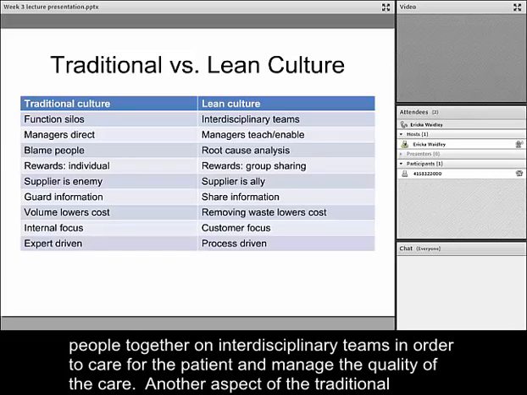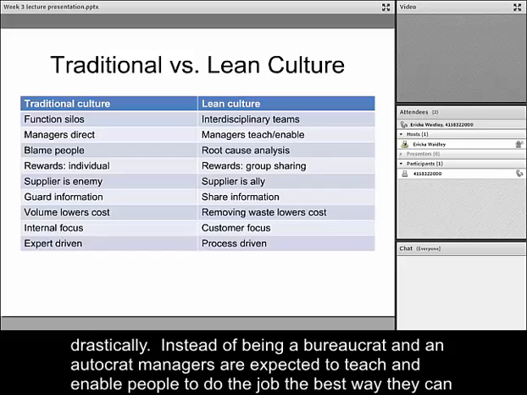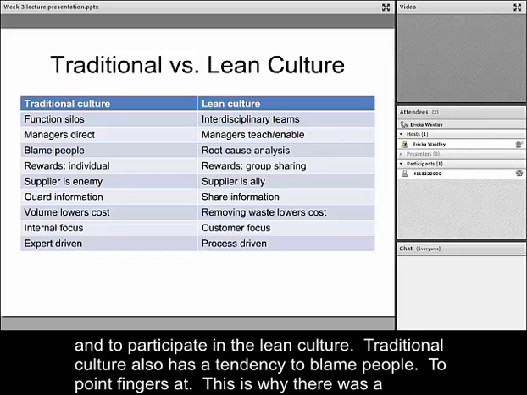Another aspect of a traditional culture is that managers are the directors of the activities in any one area. And in a lean culture, the role of the manager changes drastically. Instead of being a bureaucrat and an autocrat, managers are expected to teach and enable people to do the job the best way that they can and to participate in the lean culture.